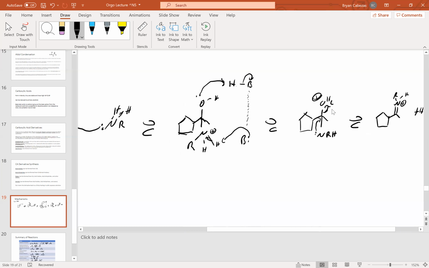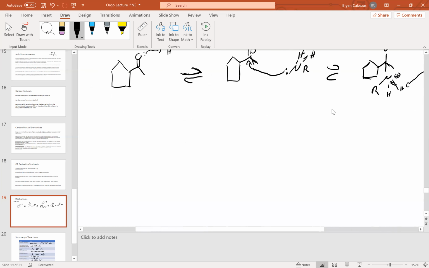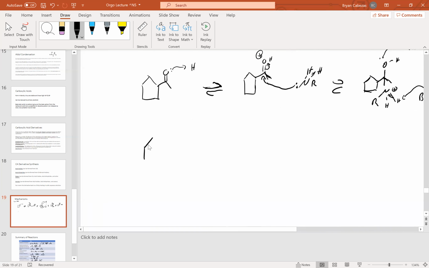Okay. After this, all we have to do is remove the hydrogen group from our nitrogen. So you have an R here, a hydrogen here, and a positive charge. Well, the base is going to come through, snatch this hydrogen. Those electrons are going to go back to our nitrogen, and we're going to have our product, right? The imine.